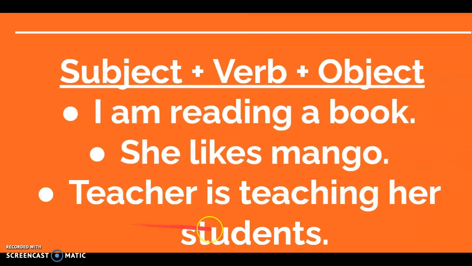Third, teacher is teaching her students. Here teacher is the subject who is doing the action. What she is doing is teaching. So it's the verb here, and her students. See here, students are not a thing, but students are persons. They are acting as object because the action is done upon something or someone. So that becomes the object. So this is the structure of subject, verb, and object.